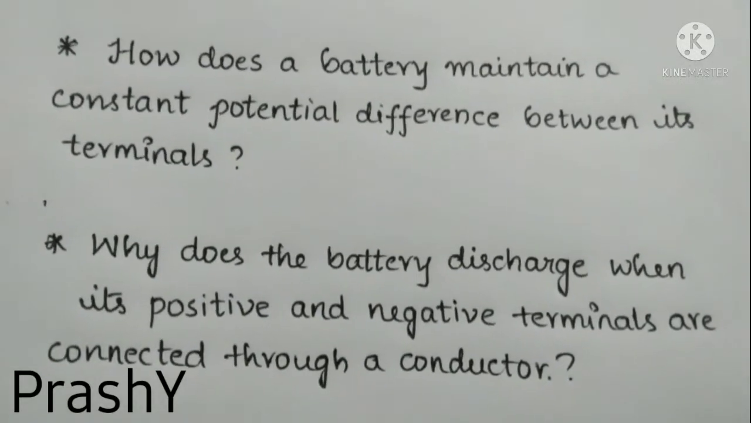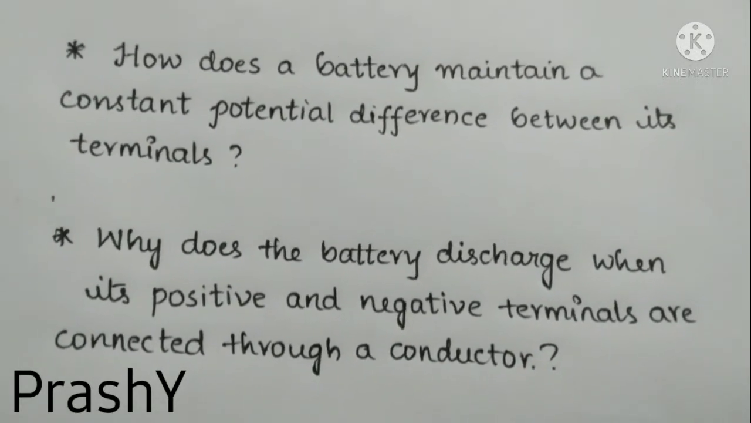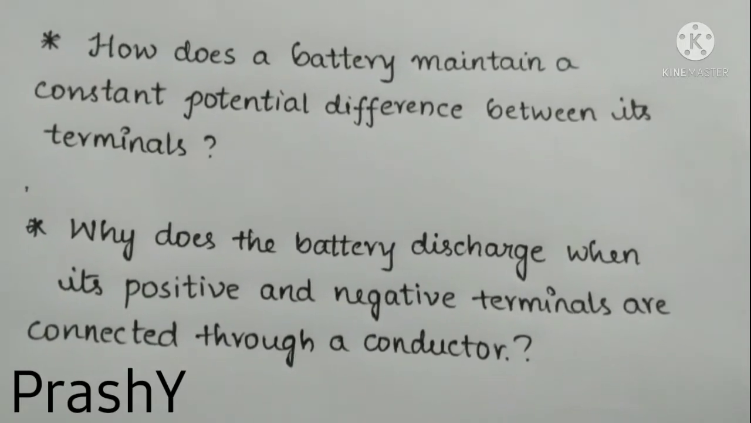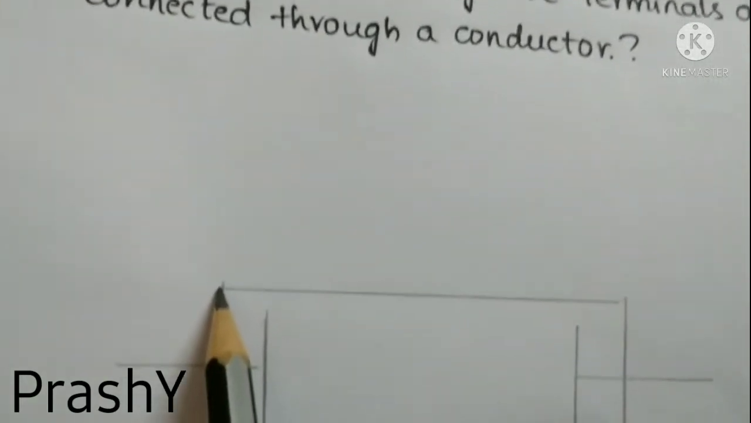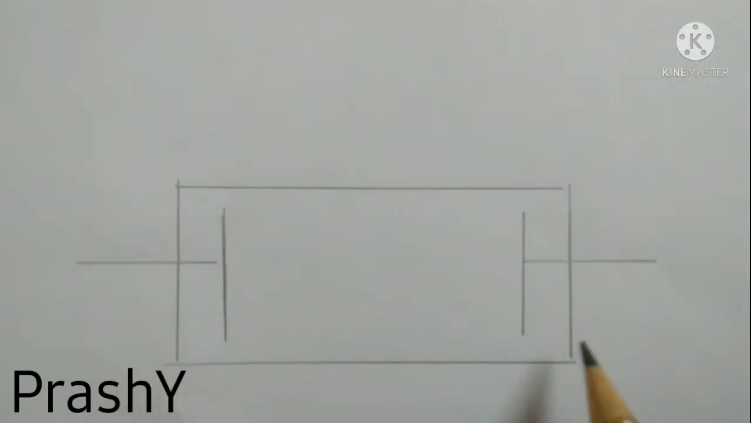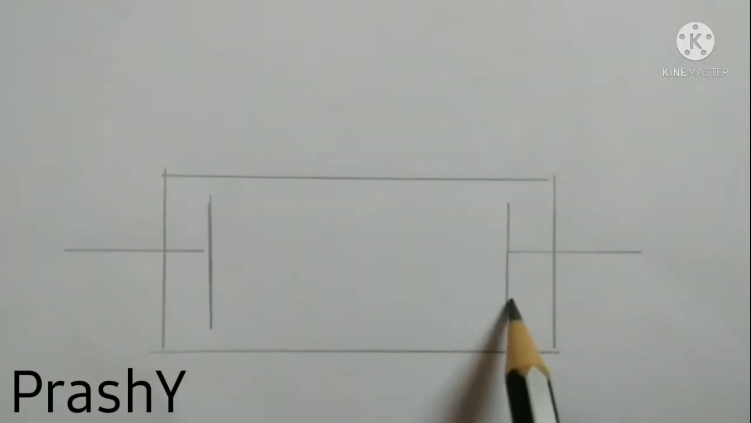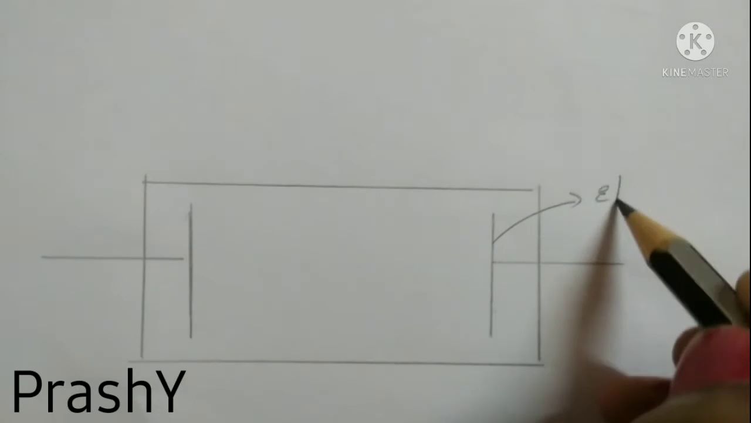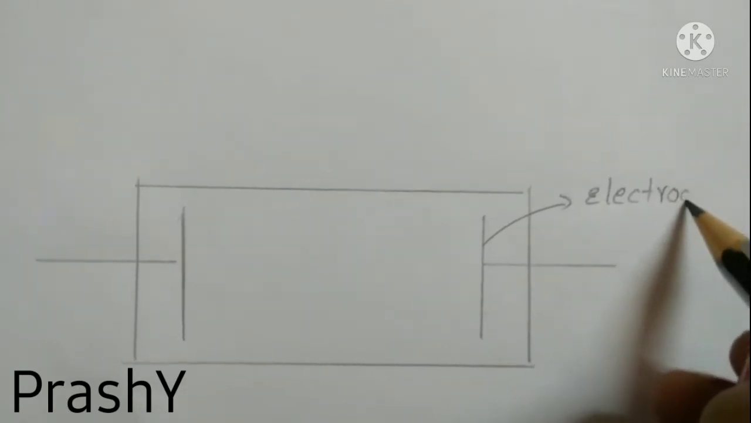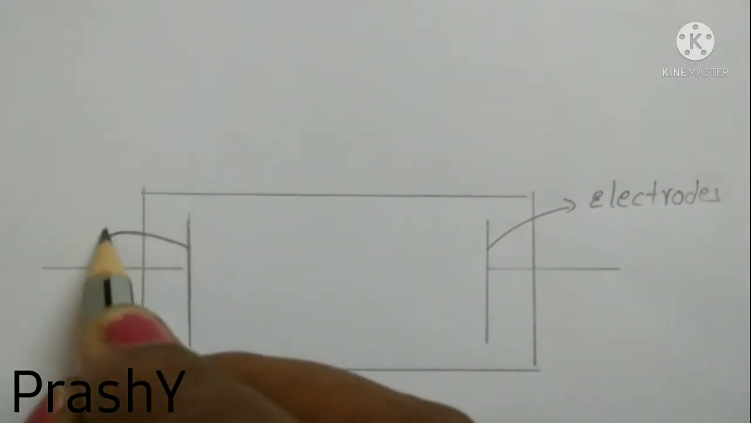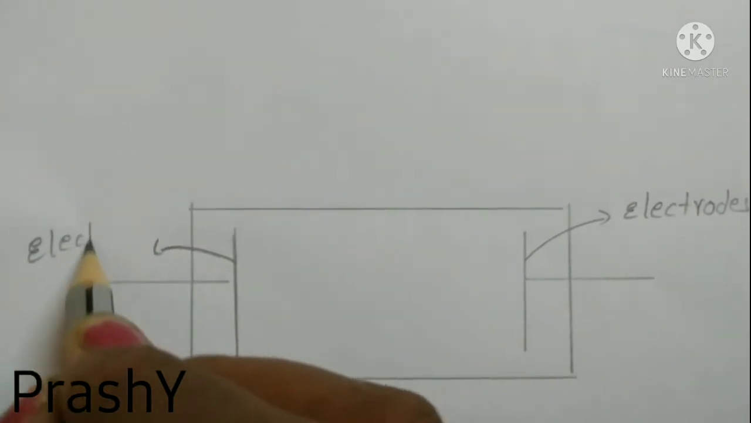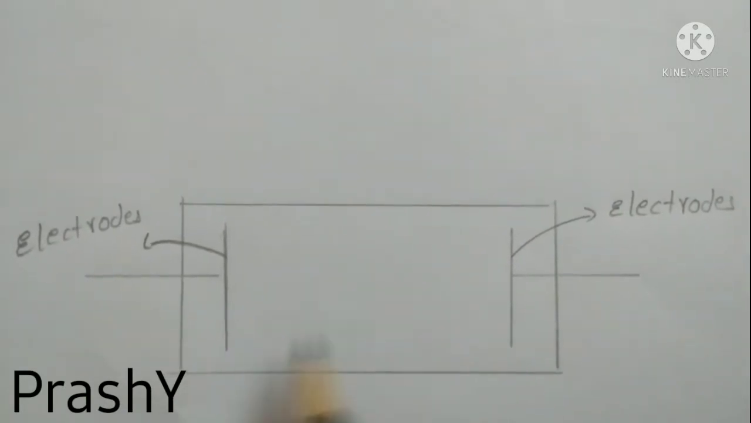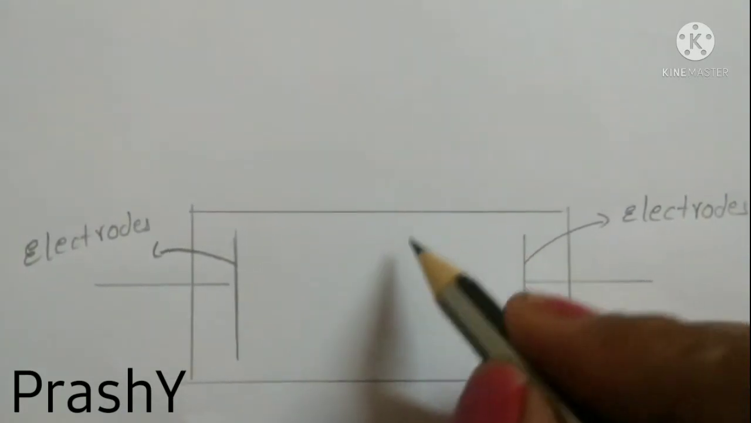To find the answer for these questions, we need to know the working of a battery. So first of all, let us see what are the parts in the battery. So this is a battery. A battery consists of two metal plates. These two metal plates are called electrodes. In between the electrodes, a chemical is filled. This chemical is called as electrolyte.